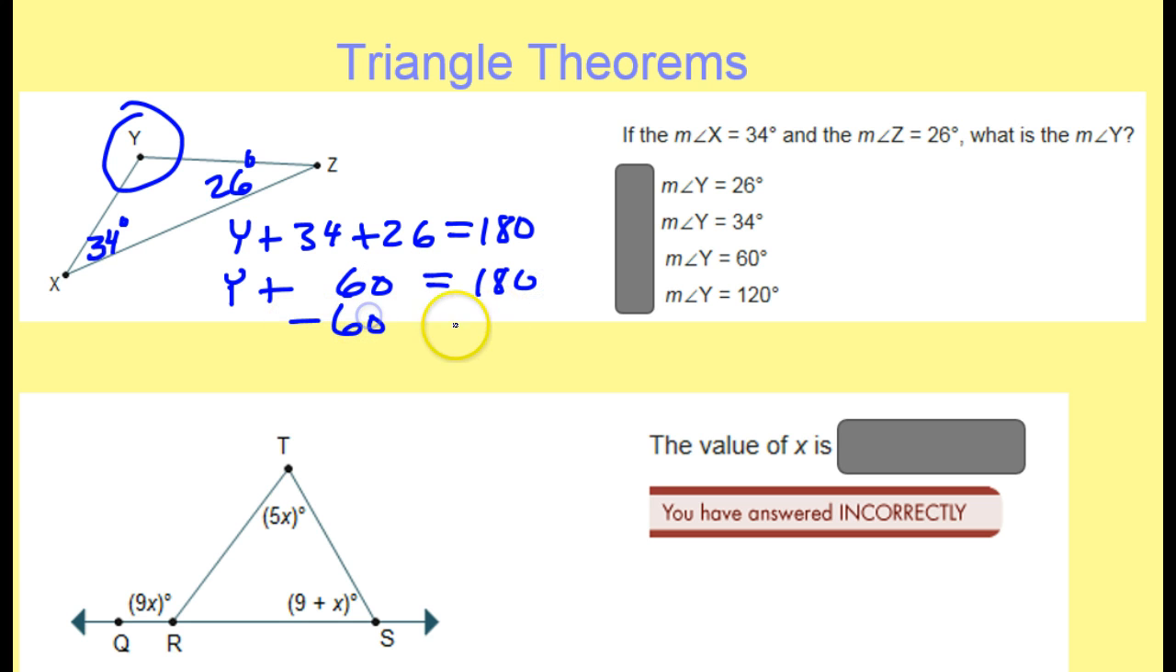If you subtract 60 from both sides, that is 120. So the measure of angle Y has to be 120. So this should be the answer right here at the bottom. And there you go.